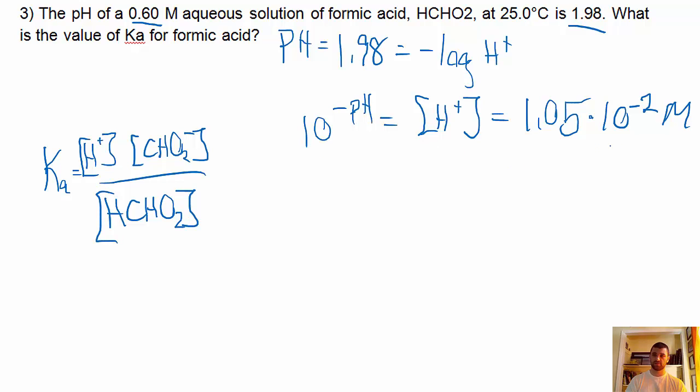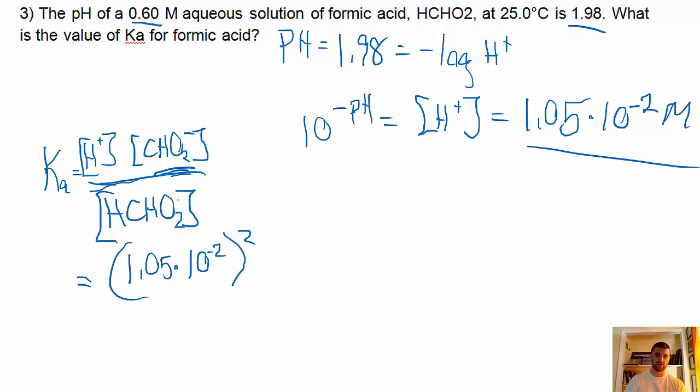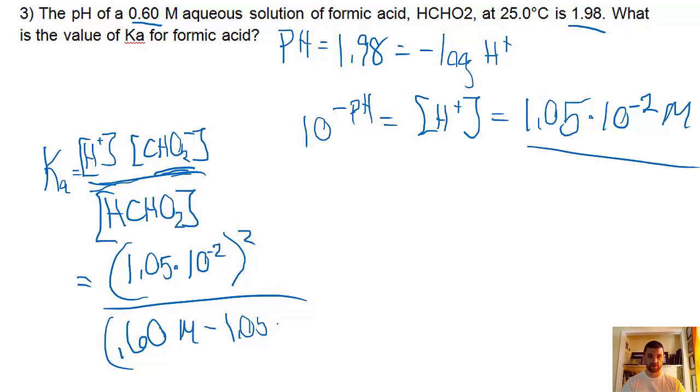All right, well, I just found my H+, which is going to be equal to the CHO2- as well. So it's going to be 1.05 times 10 to the minus 2 squared. I'm not going to rewrite it twice because these two things are equal to each other. Same thing as squaring that number, all over the concentration that I started with, which was 0.60 molar, minus the amount that dissociated, which was 1.05 times 10 to the minus 2.